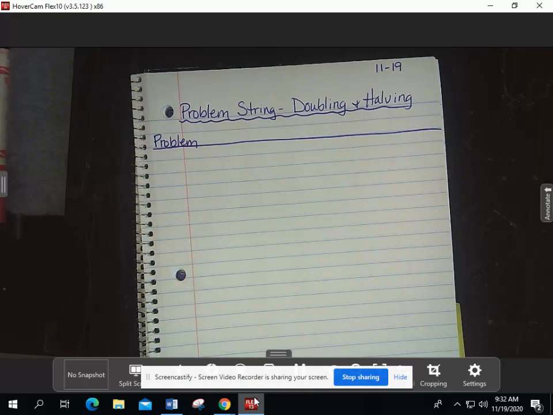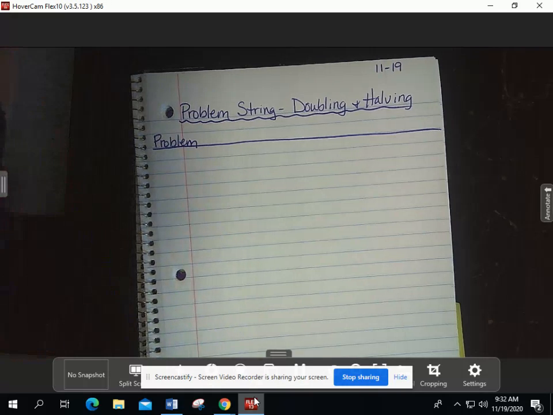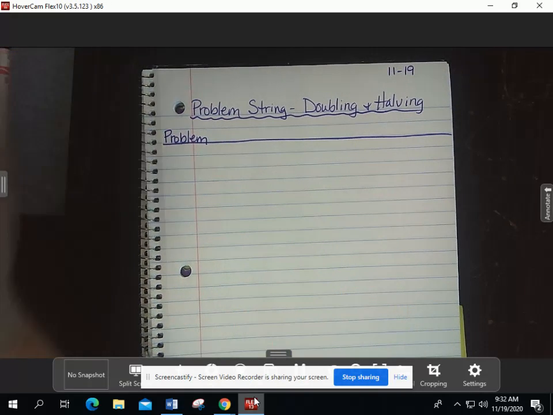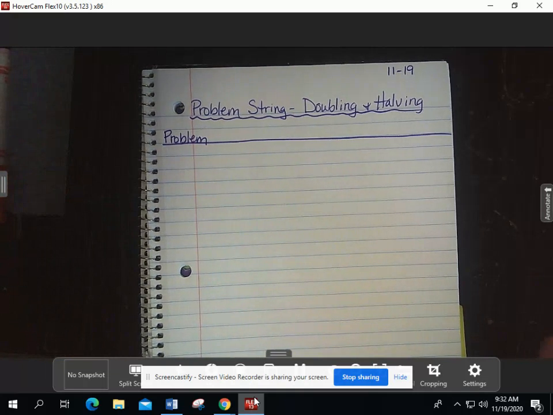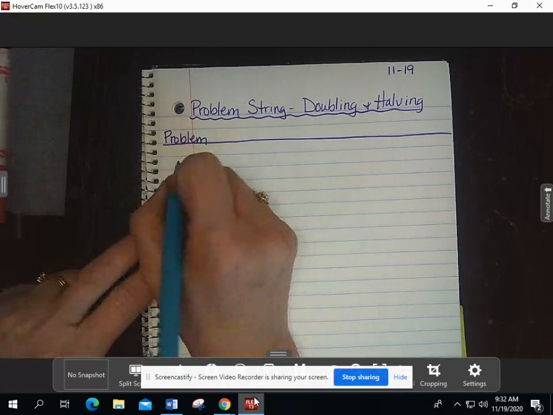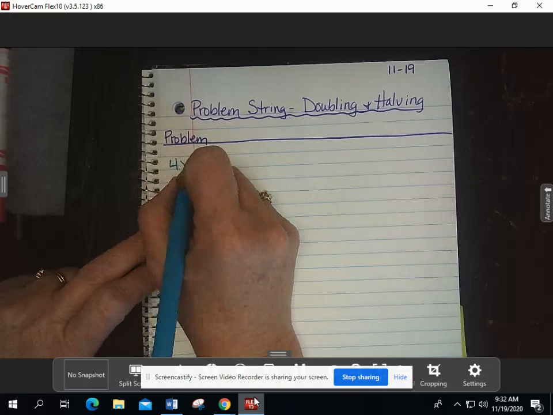Okay, so you are going to work on a multiplication problem string. And it's not going to take too long. I'm going to watch the time so that we may get all the way through it or we may not. But we're starting out with the problem of, let's see, I always use two different colors. So I guess today it's purple and blue. And we're starting out with the multiplication problem of 4 times 6.